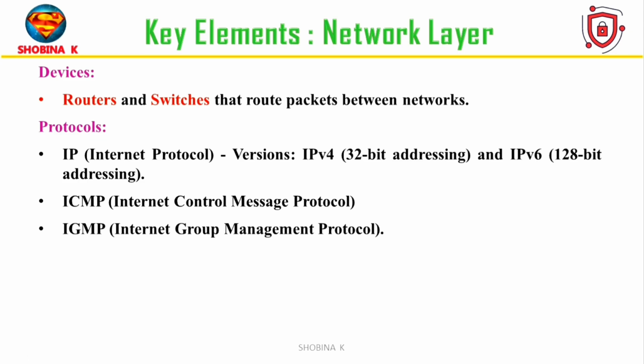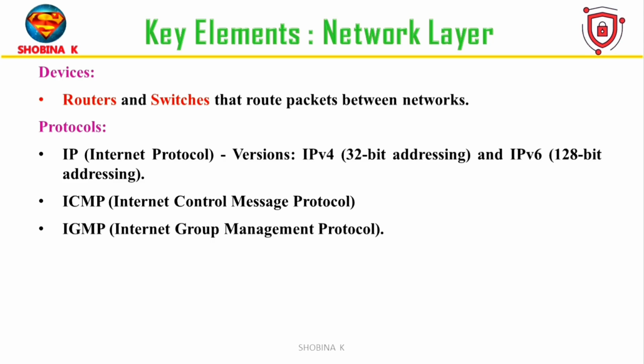These protocols are responsible for addressing, routing, and managing data traffic on the network. First, IP. That is, Internet Protocol. It is a primary protocol for addressing and routing data packets between devices on different networks. This protocol has two main versions, IPv4 and IPv6. IPv4 uses 32-bit addresses, which support about 4 billion unique addresses. IPv6 uses 128-bit addresses, which offer a nearly unlimited number of addresses for future needs.